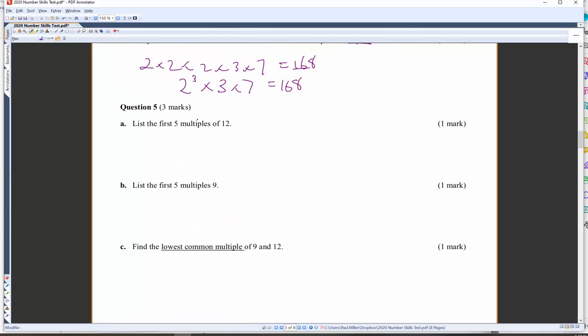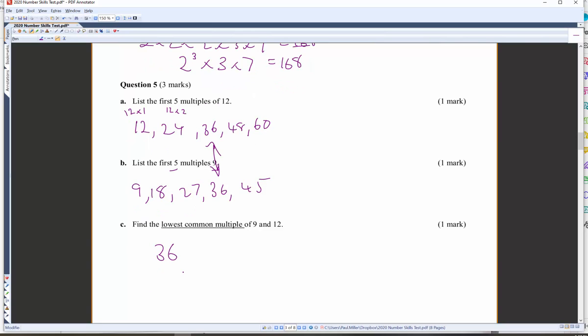Okay, the multiples are the times tables of a number, and what we're talking about here is the first 5 positive multiples. So the first positive multiple of 12 is simply 12, because that's 12 times 1. Next one's going to be 24, because that's 12 times 2, 36, 48, 60 is the first 5. The first 5 multiples of 9 are 9, followed by 18, 27, 36, 45. The lowest common multiple is the lowest number that they have in common, which looks to be 36. 36 is our answer.